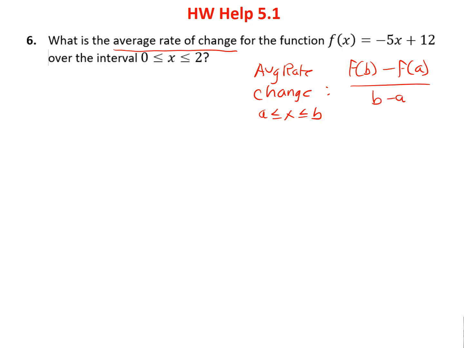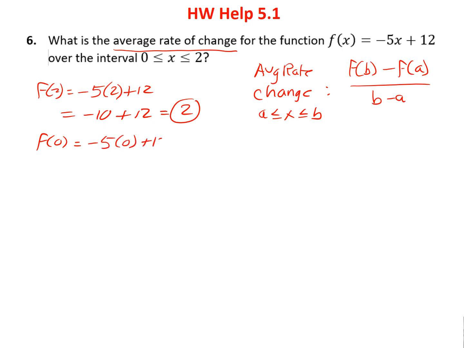So in our case here, let's just find first of all, f of 2, which is going to equal minus 5 times 2. Notice I put the 2 in there, plus 12. So that's going to be minus 10 plus 12, or it's going to be 2. Meanwhile, f of 0 is going to be minus 5 times 0 plus 12, which is going to be 0 plus 12, or 12.